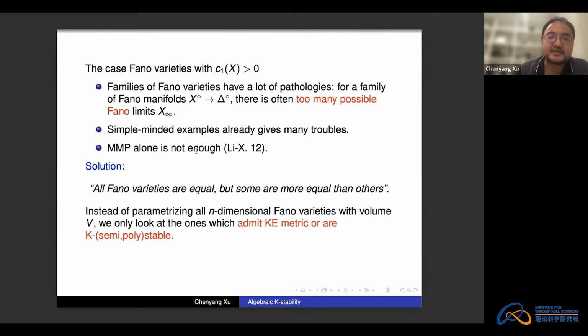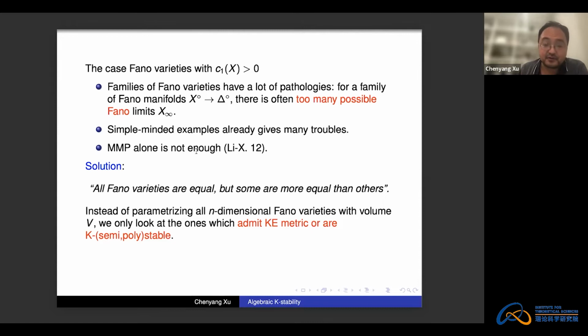So what's the solution? The slogan is: all Fano varieties are equal, but some are more equal than others. I don't know where this sentence came from, you can search online. Anyway, when you search online, you should replace Fano varieties by animals. The original says all animals are equal, but some are more equal than others.